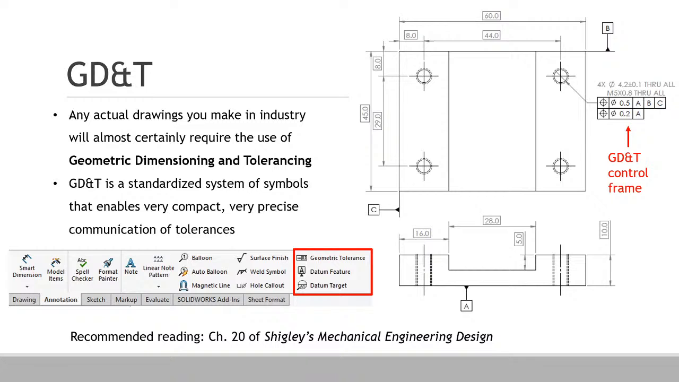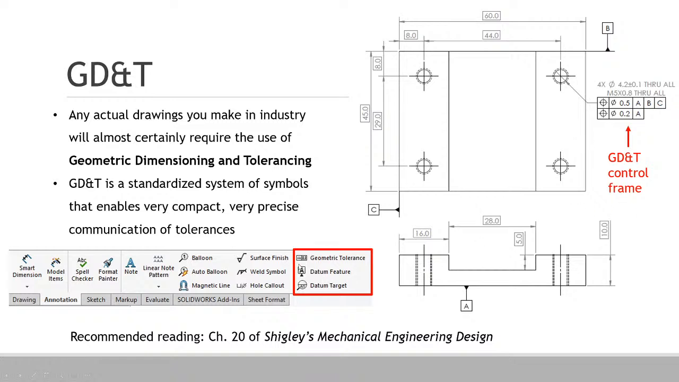If you happen to be in mechanical engineering, the machine design textbook, Shigley's Mechanical Engineering Design, has a great chapter on GD&T, and there's also plenty of other information available online. But effectively, it's just a standardized system of symbols that is designed to very compactly and very precisely communicate tolerances in a more geometric fashion than strictly just adding plus or minus values.